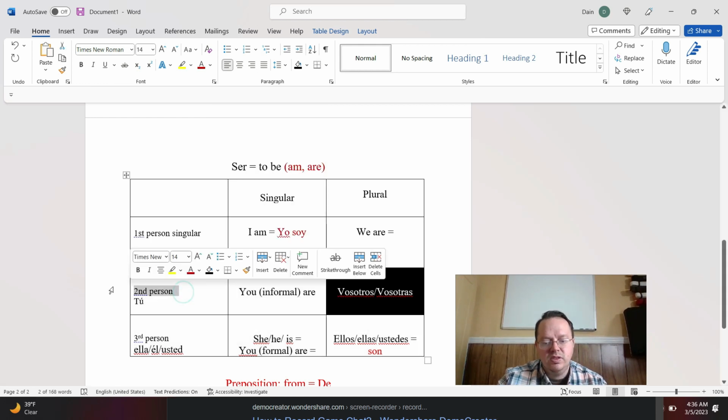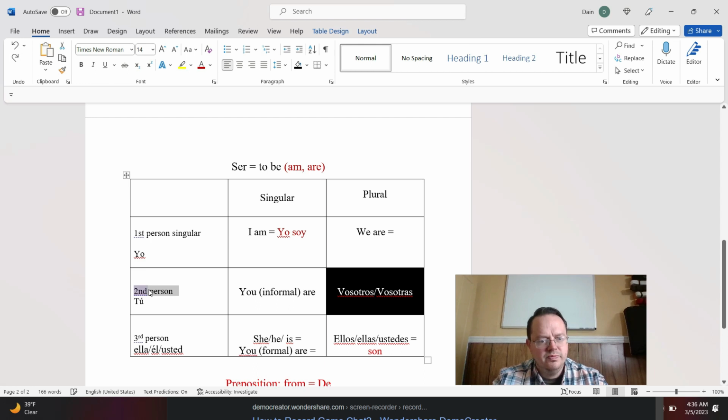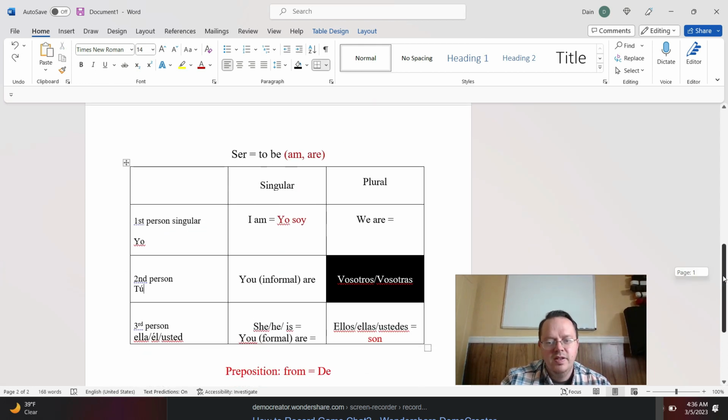Let me go ahead and delete this graph real quick. Again, if you want to, you can print out the PDF file of this lesson too, and then you can make notes like that.